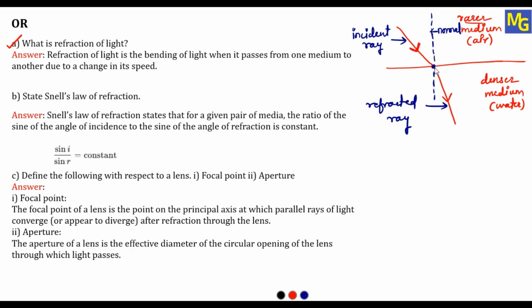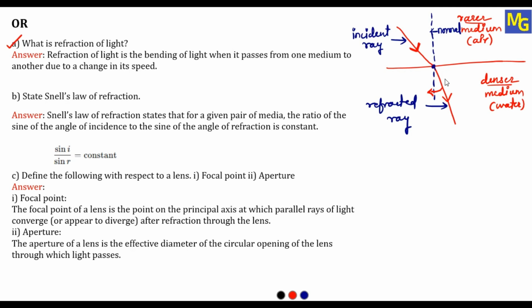Now, once it enters into the denser medium, dense means what? Thick. So, due to thickness in the medium, the light ray will get slow. And because of getting slow, it is bending towards the normal. You can see here, it is bending towards the normal. And this phenomenon is called as refraction.